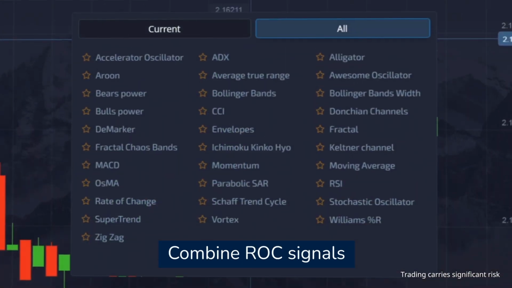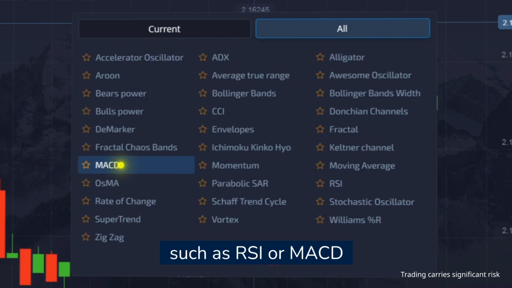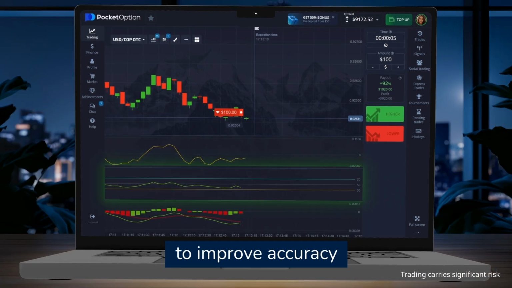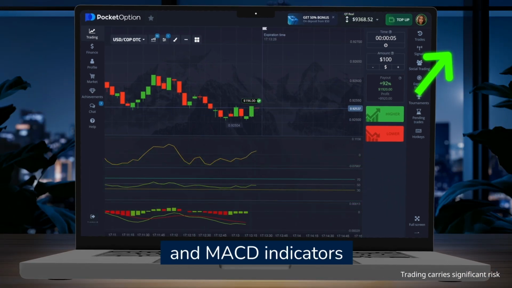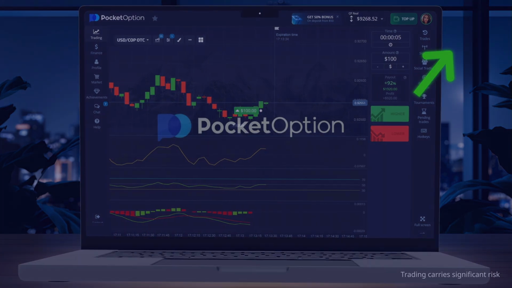Combine ROC signals with other indicators such as RSI or MACD to improve accuracy. Learn how the RSI and MACD indicators work in these videos.